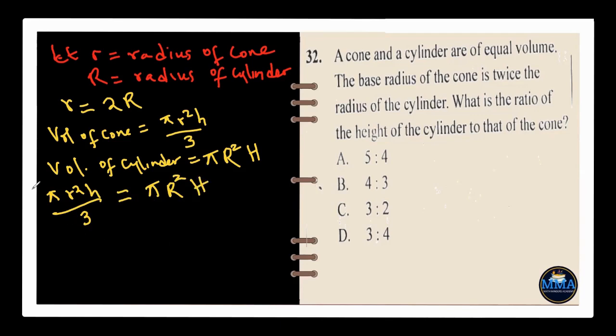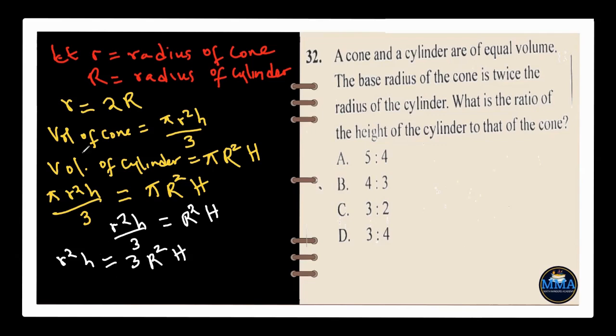Now, when we divide through by pi, it will cancel out. So if pi cancels out, we are going to have r squared h over 3 equals big R squared H. But now, small r is twice big R. So let's cross multiply to clear that fraction. So small r squared h equals 3 big R squared H.